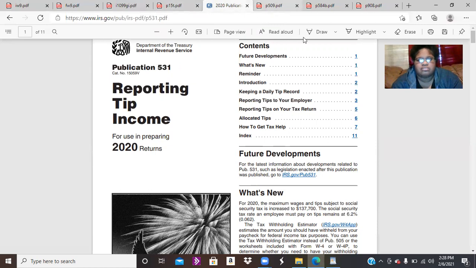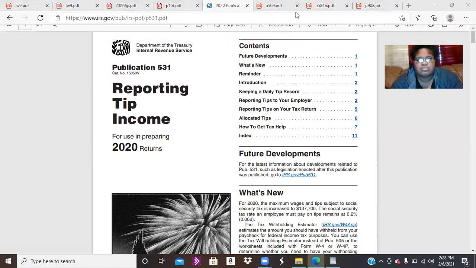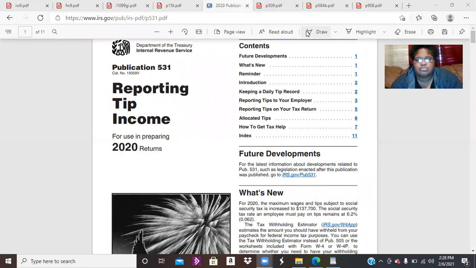It's that simple to get these PDFs. Like I just got that PDF like that.